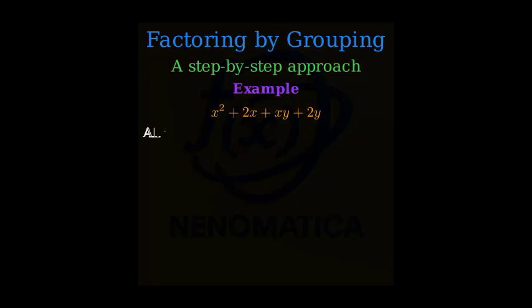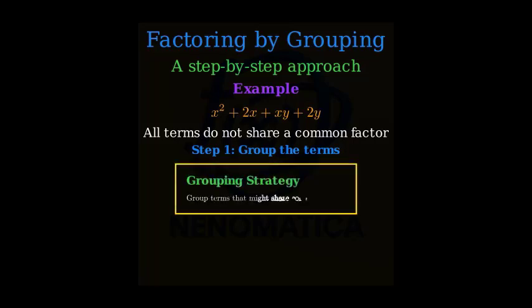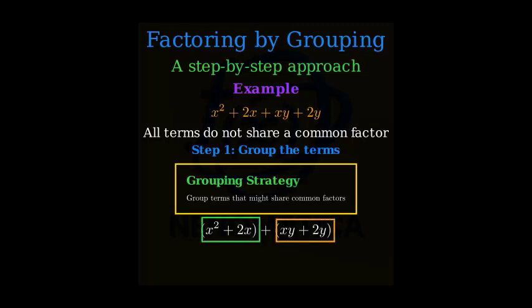As you can see, when we look at this expression, none of the terms share a common factor across all of them. First, we'll rearrange these terms by grouping them in a way that makes common factors visible within each group. We'll group the first two terms together, x squared plus 2x, and the second two terms together, xy plus 2y. Now we can place parentheses around each group to make it clearer.